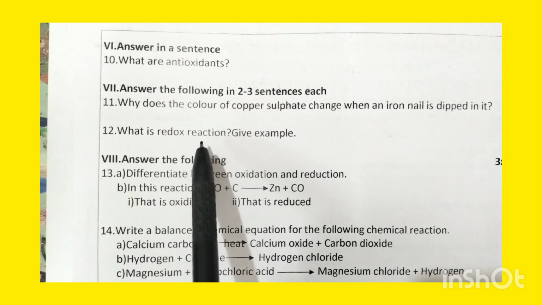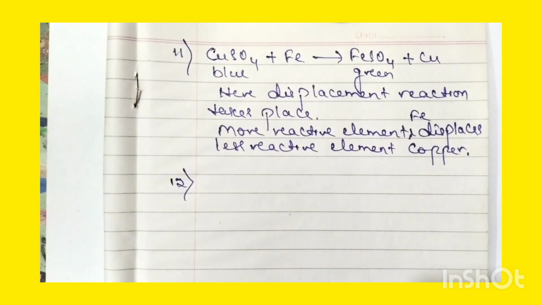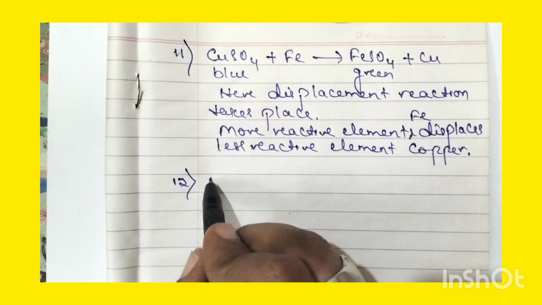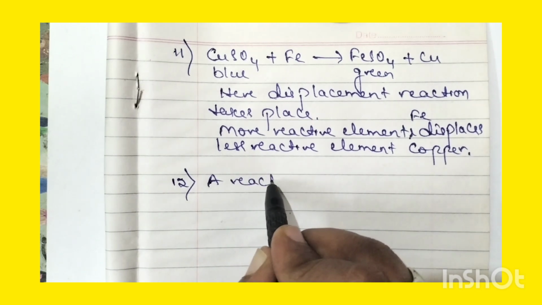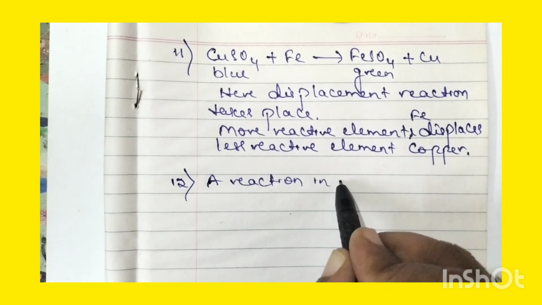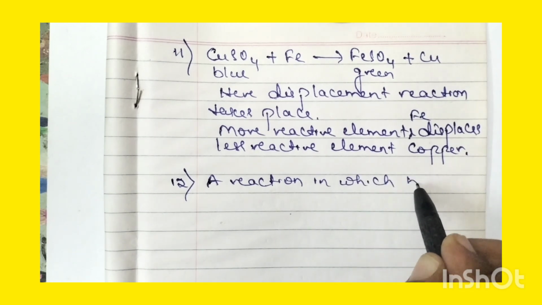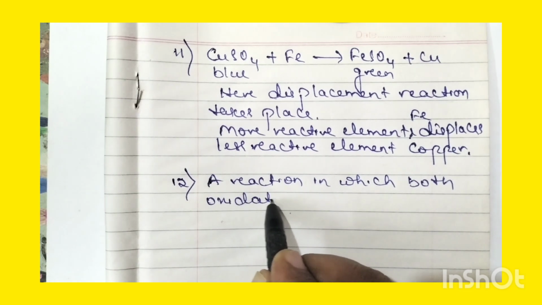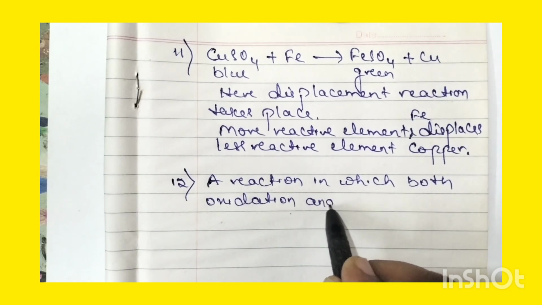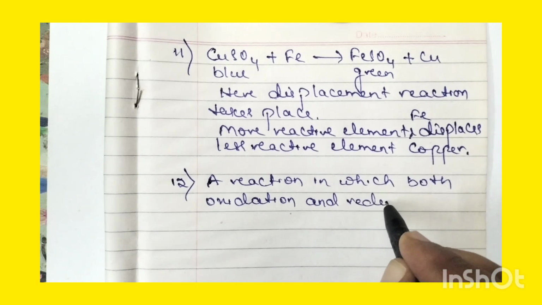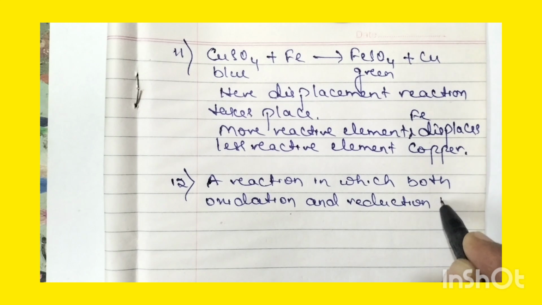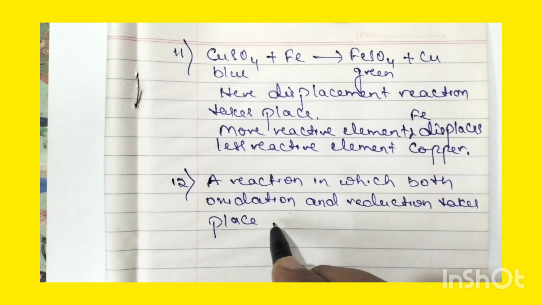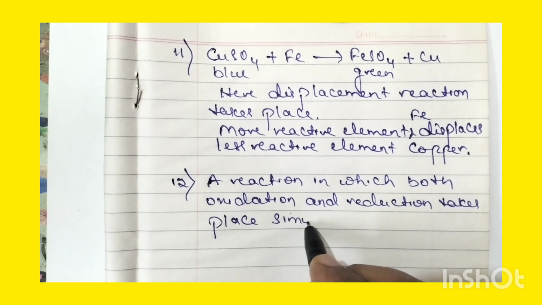What is a redox reaction? Give an example. So let us write what is a redox reaction. A redox reaction is a reaction in which both oxidation and reduction take place simultaneously.